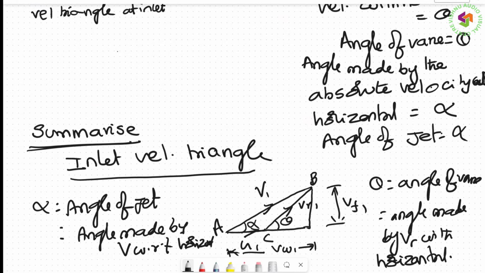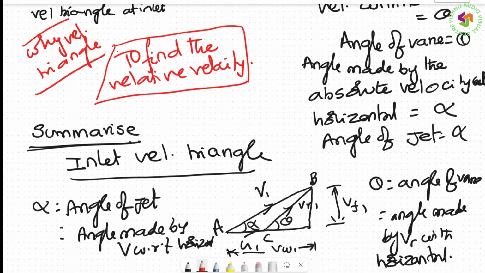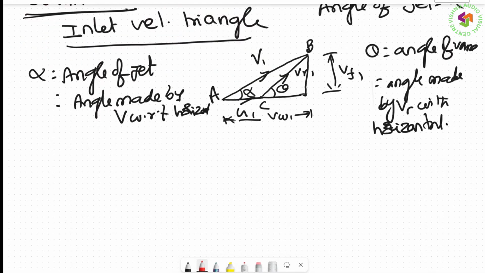Now based on that, what is VR1? It can be very easy to draw. Why have we drawn the velocity triangles? To find the relative velocity. That is the basic thing. To find the relative velocity, the velocity triangle is required. So that's why we have drawn the velocity triangle at the inlet. Similarly, we can draw the same velocity triangle at the outlet also.